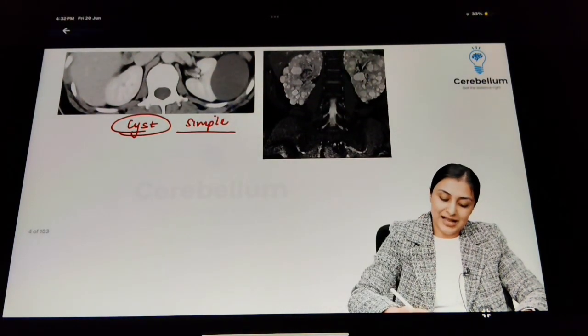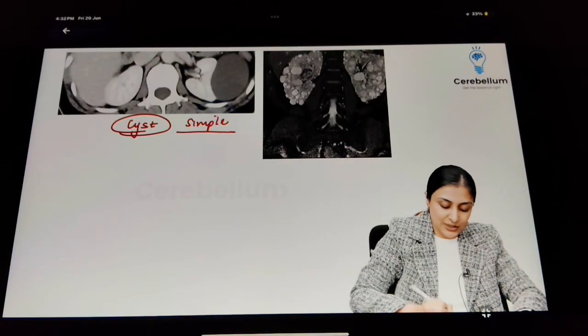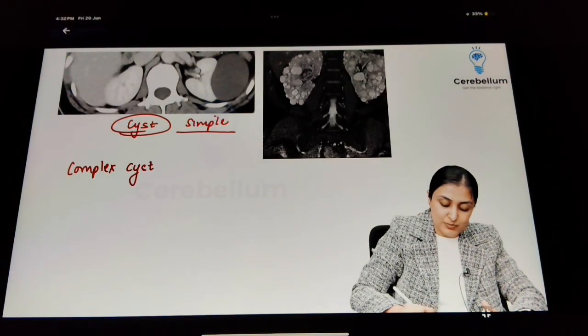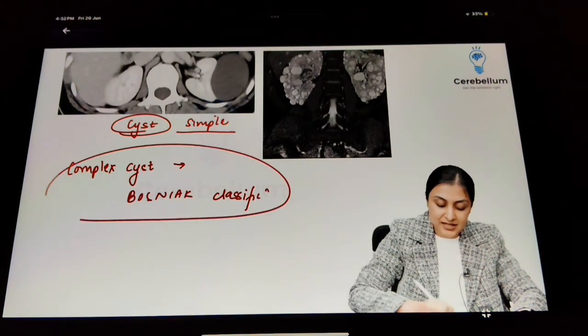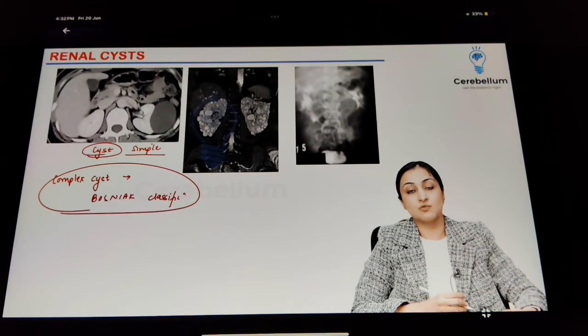For cysts, when you have septations, you have calcification, you have an enhancing component, that is what is called a complex cyst, which may have risk of malignancy, and that is the Bosniak classification. I taught that to you in surgery BTR, but here I'm just mentioning the name. So complex cyst is Bosniak classification.